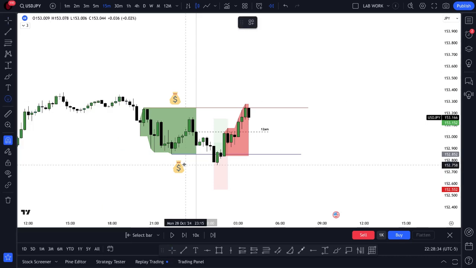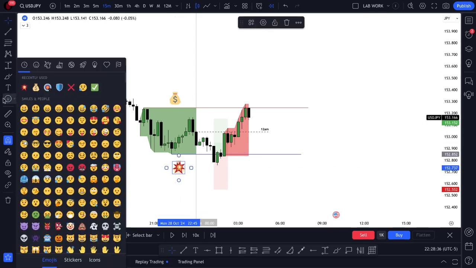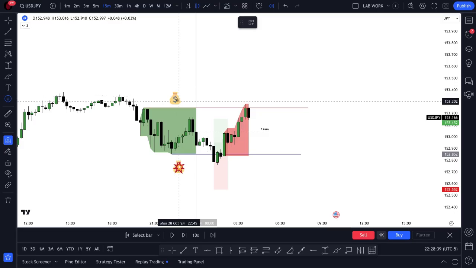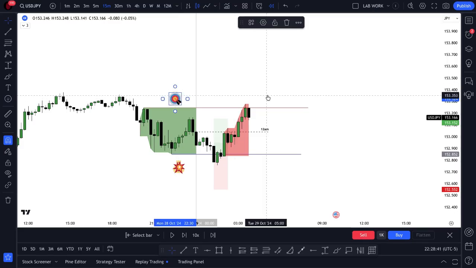And then it took out. This became our target. And it finally got there and took it out. So you got a little more than what you were asking for UJ in this example.